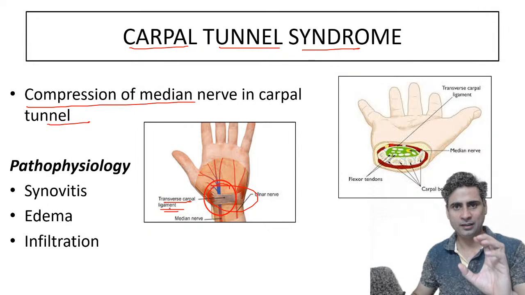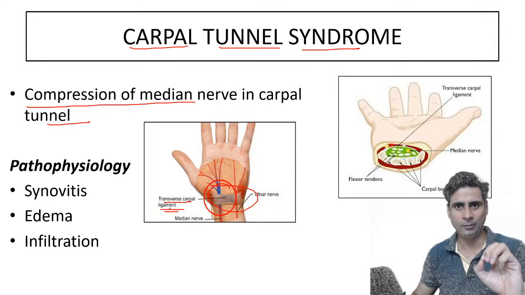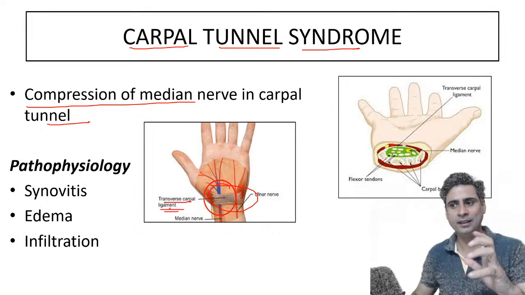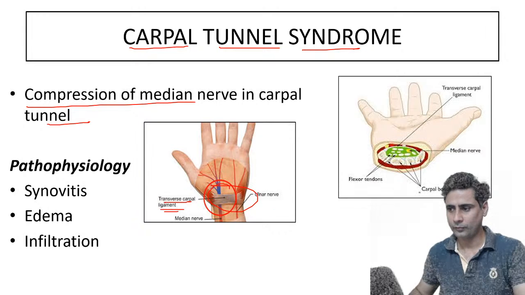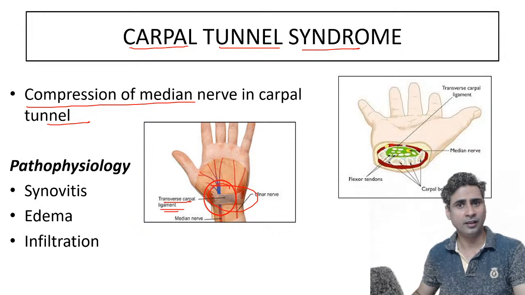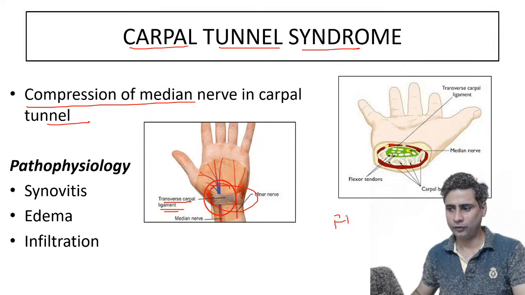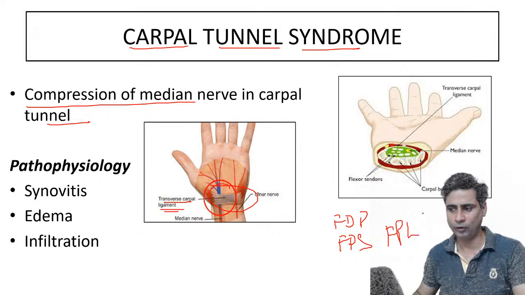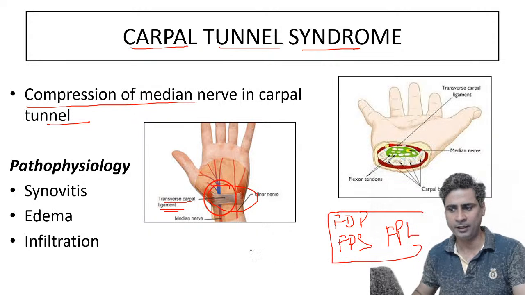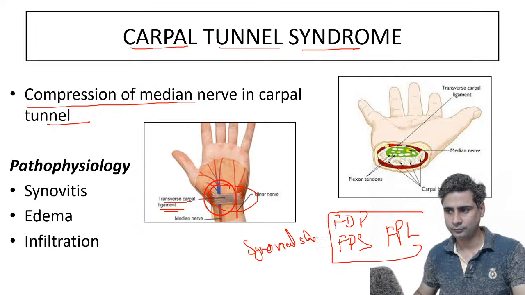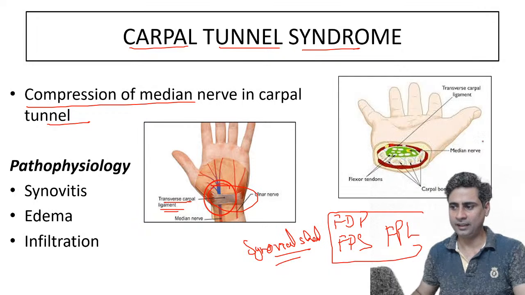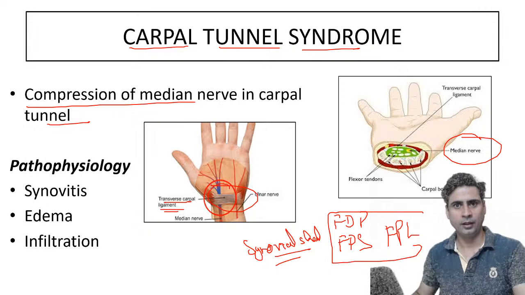If you know the basic structures, the basic anatomy of the carpal tunnel, you can easily understand the various causes. So in the carpal tunnel we have 9 tendons, 4 tendons of FDP, 4 of FDS and 1 FPL, and all these flexor tendons are covered by a synovial sheath. Along with that there will be the median nerve.